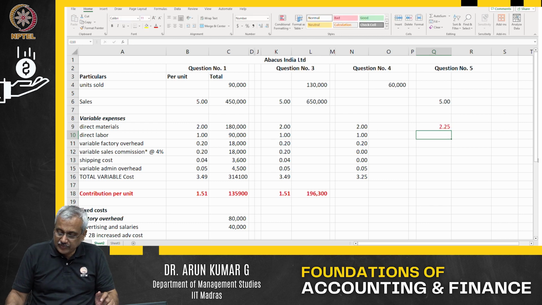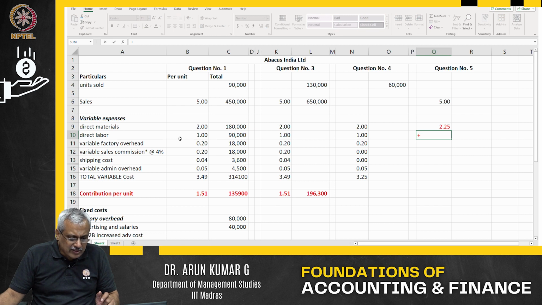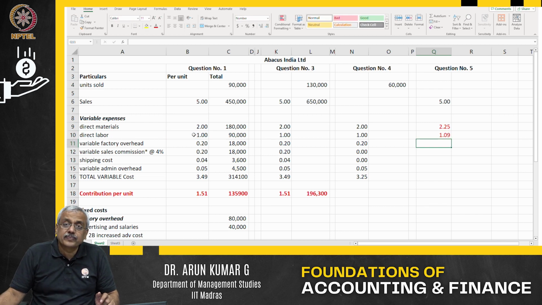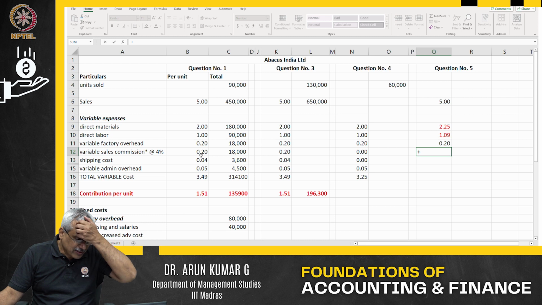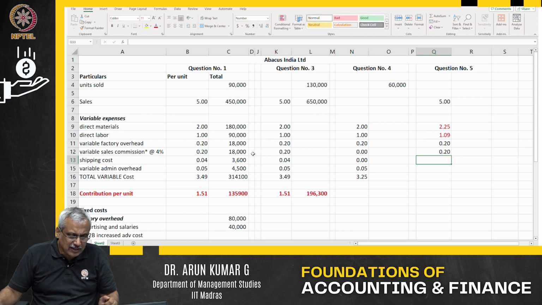My labor, which was 1 rupee, had a packaging cost of 4 paisa. That is not going to be there. Instead, there is going to be a 13 paisa addition, so it's going to be 1.09. My factory overhead is just going to remain the same. My sales commission is going to remain the same at 4%. My shipping cost and my variable admin overhead are also going to remain the same.